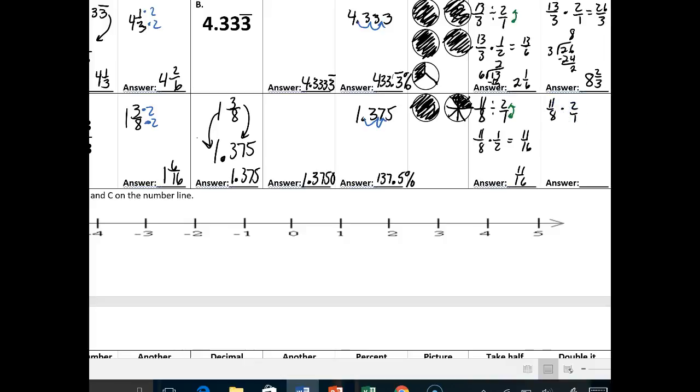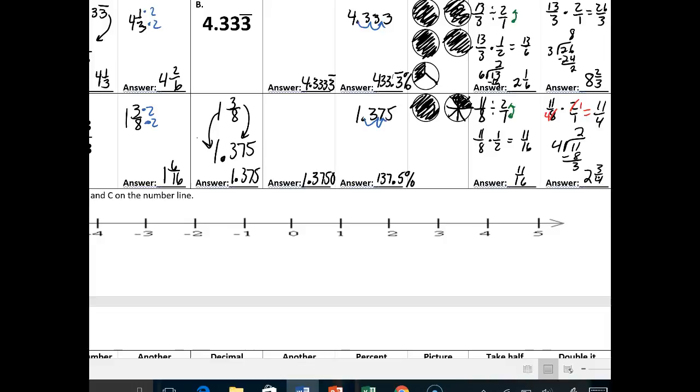Now 11 over 8 times 2 over 1. Always look to cross cancel, and I can. That's a 1, that's a 4. So what do I get? 11 times 1 is 11, over 4 times 1 is 4. So that is an improper fraction, so let's change it to a mixed number. 4 into 11 goes 2 times, with 3 left over. So 2 and 3 over 4.